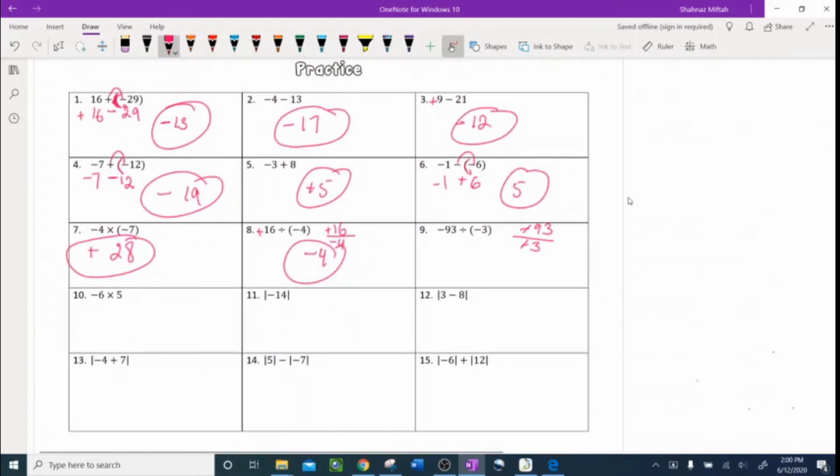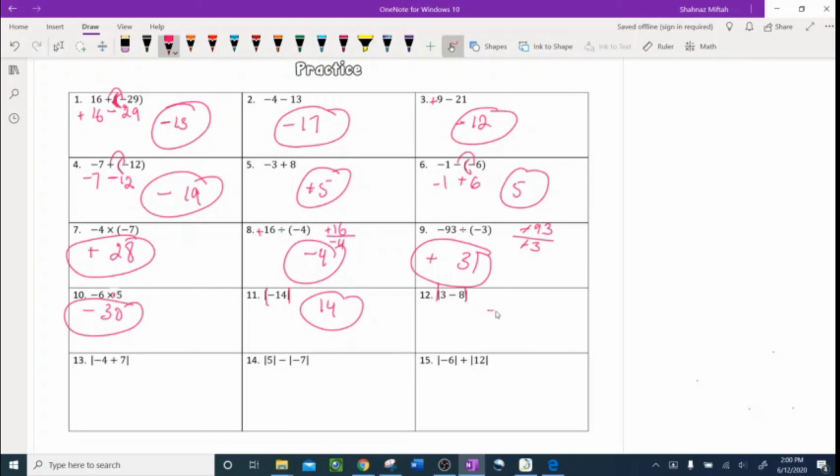So I'm using all of those steps to get the answer. It's positive. 93 divided by 3 is going to give me 31. Negative times positive is going to give me negative. 6 times 5, 30. This is a negative 14, and since these are absolute bars, you take it out and turn it to positive because it's a distance. Again, solve inside the bars.